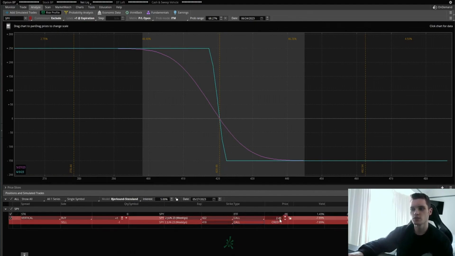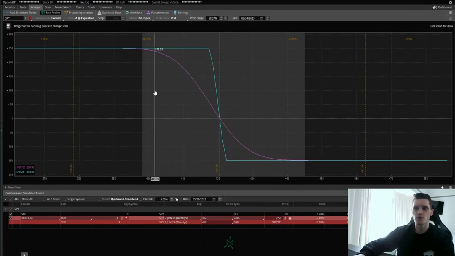$250. Well, we can change that to 250 to make the numbers clearer. Then if it stays below $420, we keep our max win, our credit of $250. If it goes against us, so if it goes higher, then we have our max loss of $150.